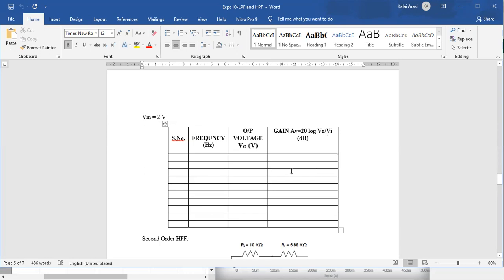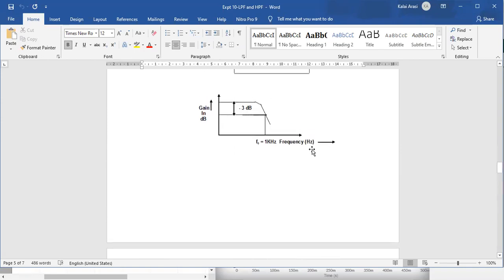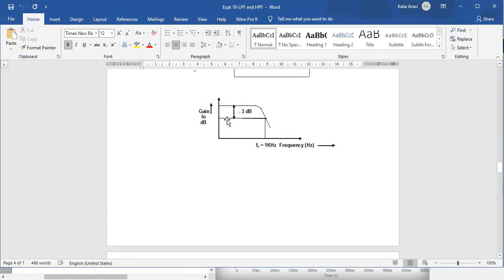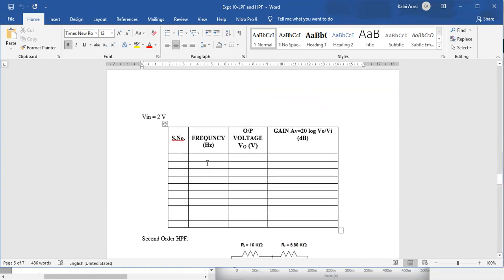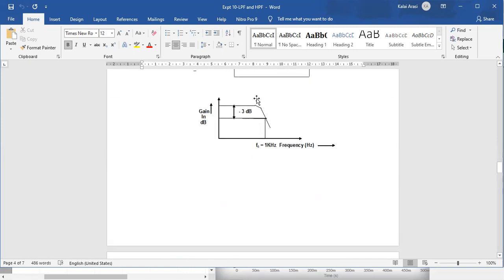After that, you should plot this in the semi-log graph sheet, gain versus frequency. Here you should take the output voltage up to some frequency where the output voltage, peak to peak value, is constant. After that, it starts to decrease. So you should find out from which range to which range it is constant. In between, 3 to 4, 5 readings you should take. Then you should calculate the gain. Once you are done, you plot these in the semi-log graph sheet.